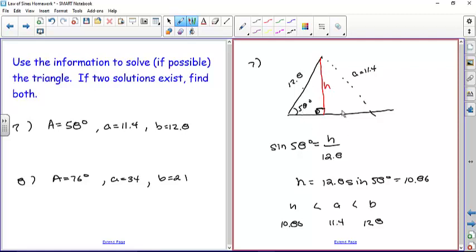If A were greater than 11.4, it would swing around here. If A were greater than 12.8, then it would come around here and they would coincide, and then it would have to swing even further, and this interior angle would become an exterior angle. So that's kind of this area. So there are two solutions. So we need to find both solutions.